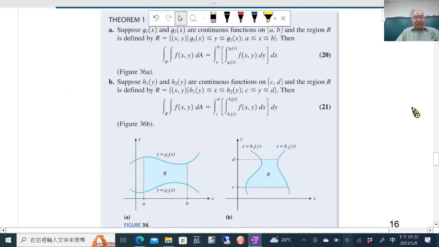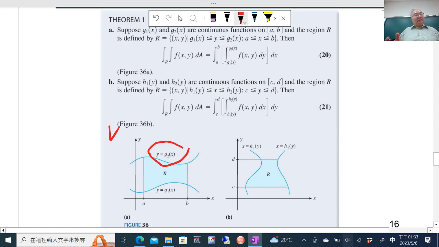So here in the book, they give you in serial number 1 two major kinds of integration region. In the first one, that type of region has an upper function and a lower function described by y equals g2 of x and y equals g1 of x. So it's a function of x for y.